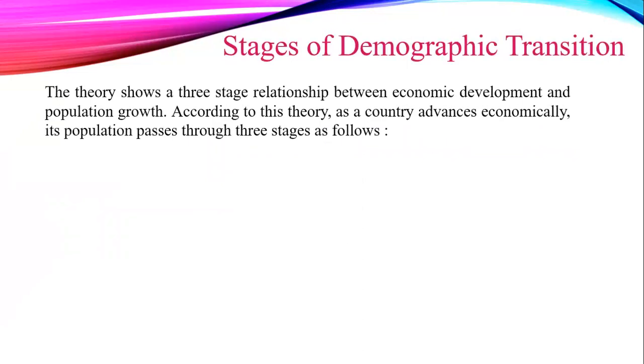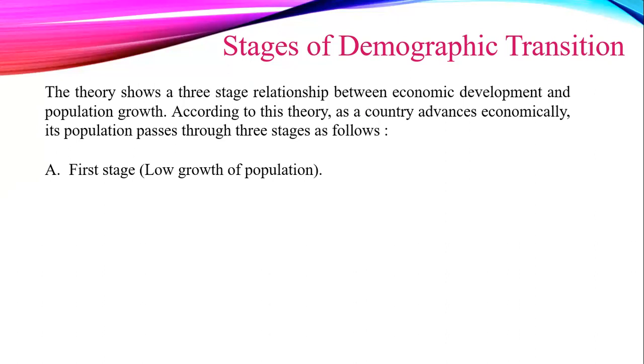Now, let us see the next part, stages of demographic transition. The theory shows a 3-stage relationship between economic development and population growth. According to this theory, as a country advances economically, its population passes through 3 stages as follows. First stage, low growth of population. In the first stage of demographic transition, both birth and death rates are high, and the population therefore remains almost stable over a long period.